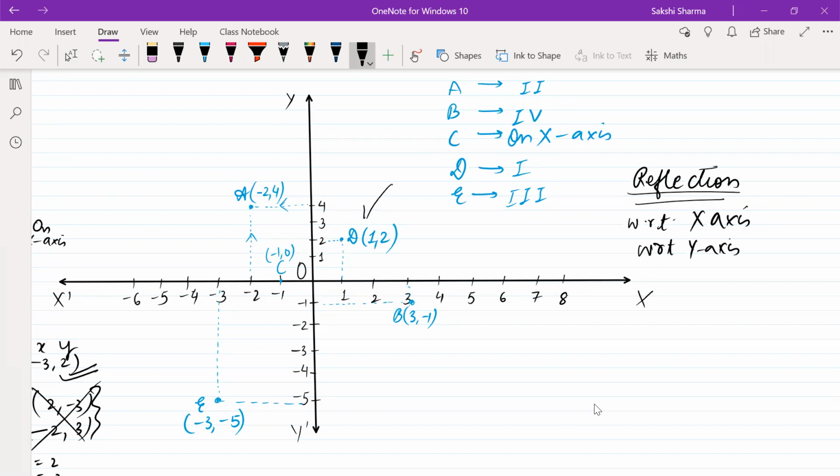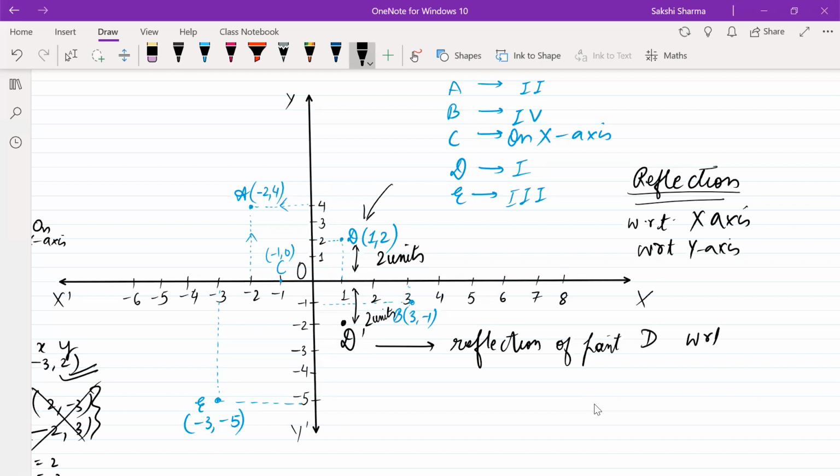For example, if you want to write down the reflection of point D about x-axis, so point D is how many units away from x-axis? 2. We will be going 2 units on the other side. So 2 units away would be right here. अगर हम इससे चले जाते हैं 2 units on the other side. So this will be D dash. This is the reflection of point D with respect to or about x-axis. This is important कि किस axis के about हम लिख रहे हैं.